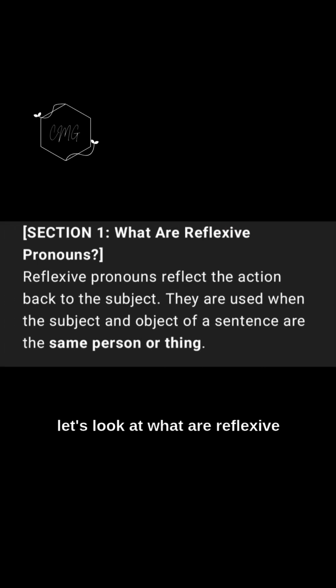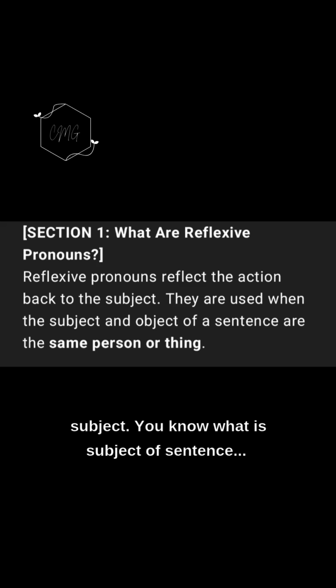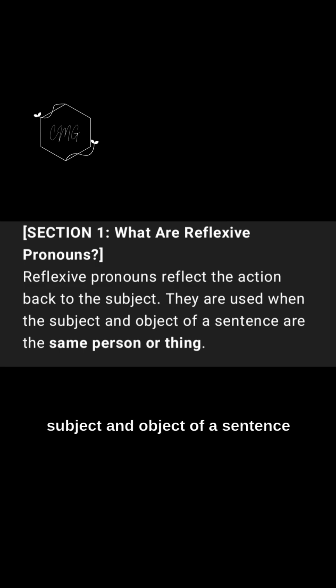Now, let's look at what reflexive pronouns are. These are used to reflect the action back to the subject. You know what the subject of a sentence is? They are used when the subject and object of a sentence are the same person or thing. Right, the subject can be a human being or an object, right?